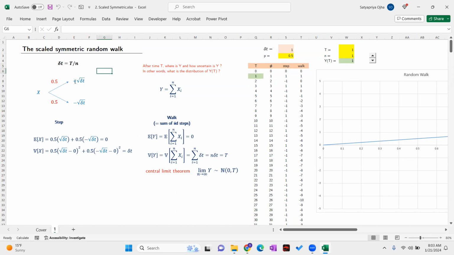Second, step size. Step size was +1 or -1. I cannot retain that, right? Because artificially it will blow up.